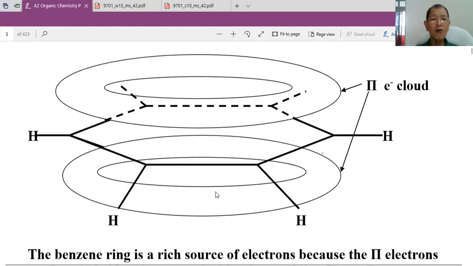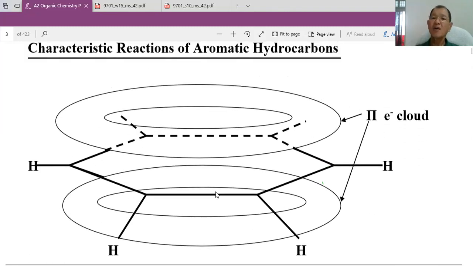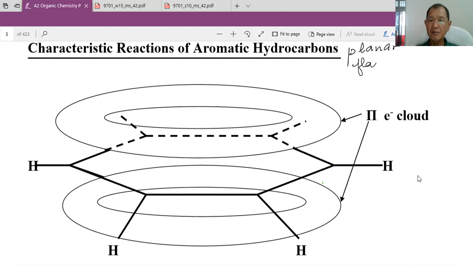Now, let's see how we can answer the question in the past year question. Now, this is the structure of benzene molecule. It's planar, flat. This is a planar or flat molecule. These are shapes. Now, all these are carbon. So there are 6 carbon joined together.